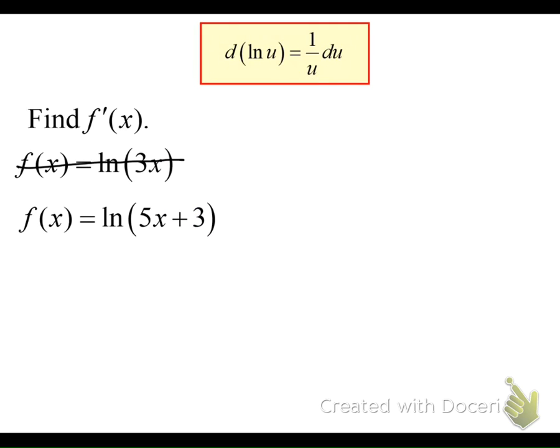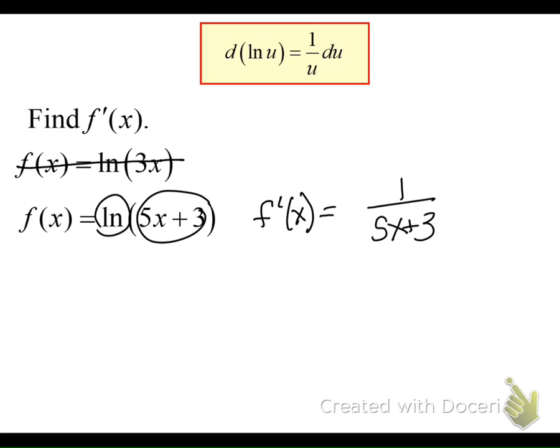Okay, so here we go again. The derivative of this would be, the derivative of the outside is the natural log, and that's 1 over whatever this junk is times the derivative of that. So the derivative of that would be 5. And that's it. You can't simplify this one because of that plus sign in the middle. Okay, try another one.